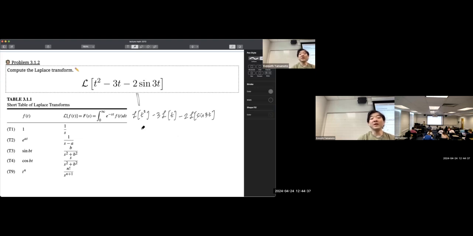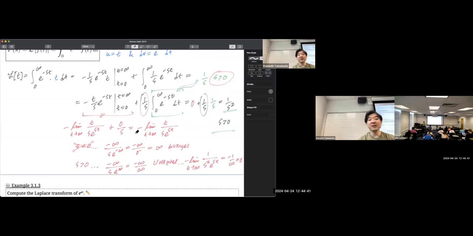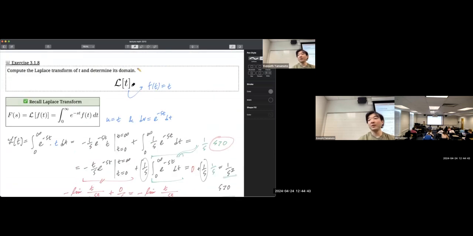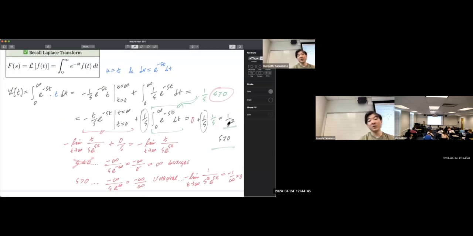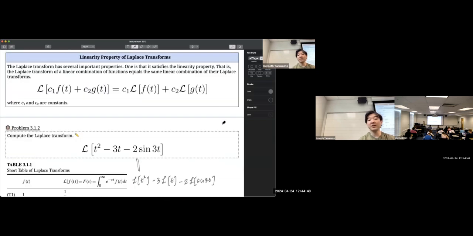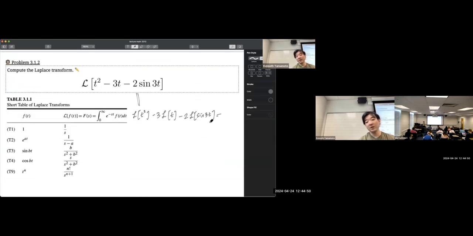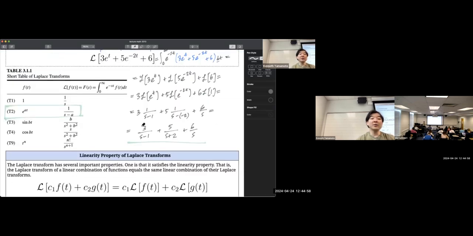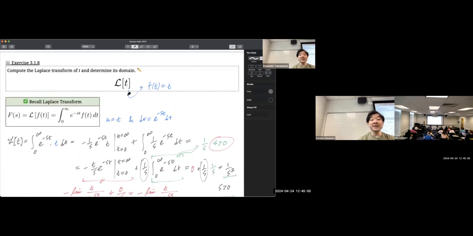So there's only one of these that we actually computed before. The Laplace transform of t was this right here. We did this one, and we got that it was 1 over s squared. So the Laplace transform of t is 1 over s squared. So we can say that this is going to equal negative 3 over s squared. But the question is, what is the Laplace transform of t squared?